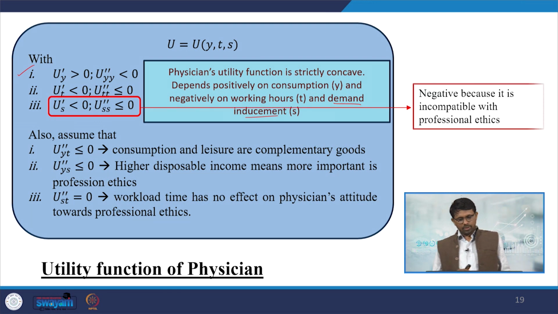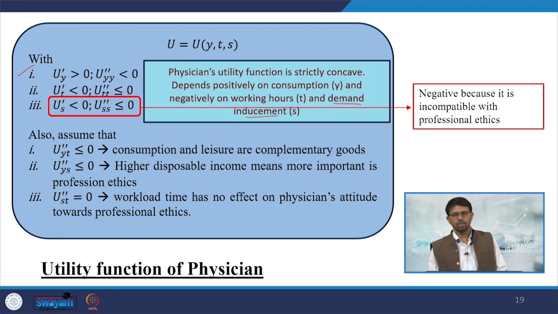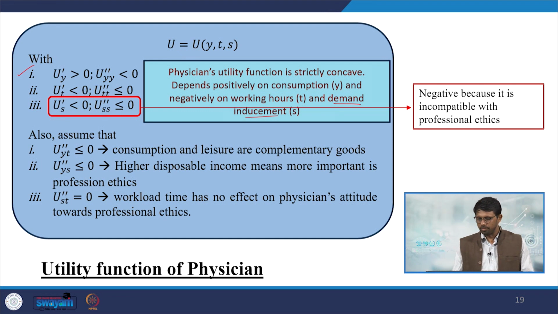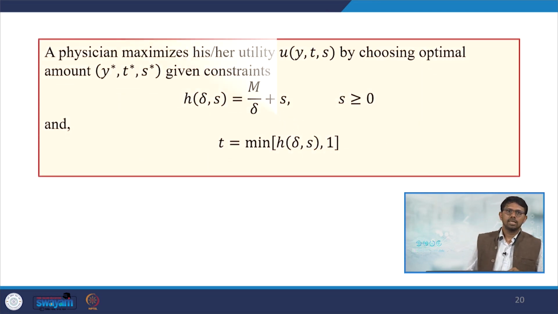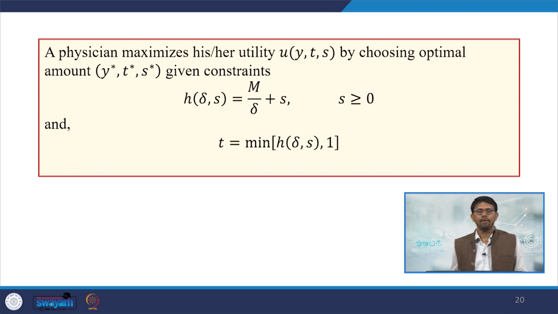Now, here we want to say one thing: the marginal utility with respect to supply induced demand is negative mostly because it is incompatible with professional ethics. All right. Let us start with a physician who maximizes his or her utility by choosing the optimal amount. Out of these three, we mentioned y to be the maximum, y star, t star and s star, given certain constraints.